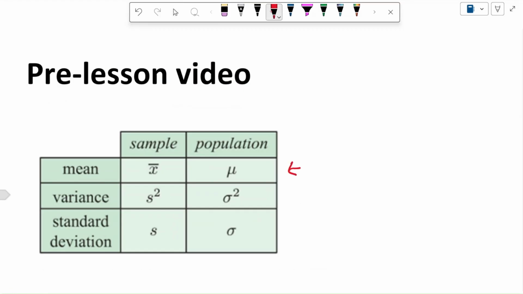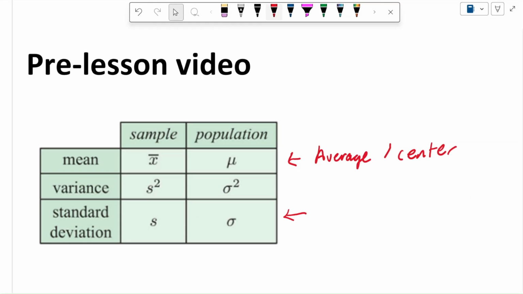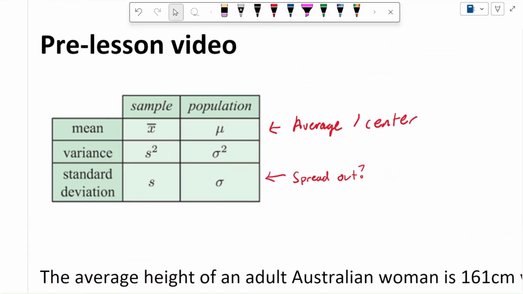So the mean is sort of the average, or a way to measure the center of the data. Median's technically right in the middle, but the mean should be roughly where the center of the data is. Standard deviation is how spread out the data is. So with these two, we can actually make predictions about probabilities.